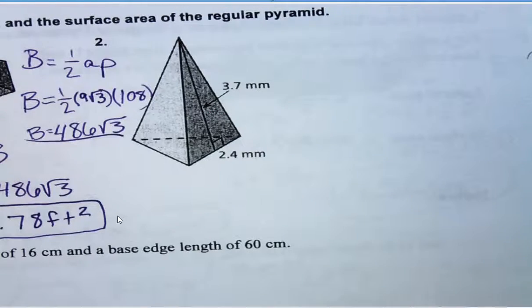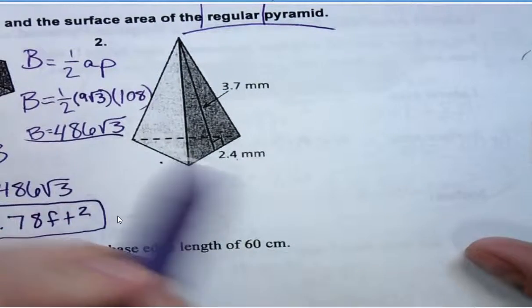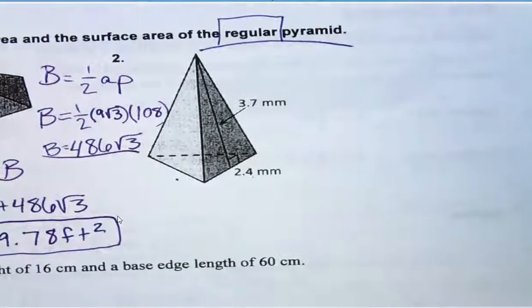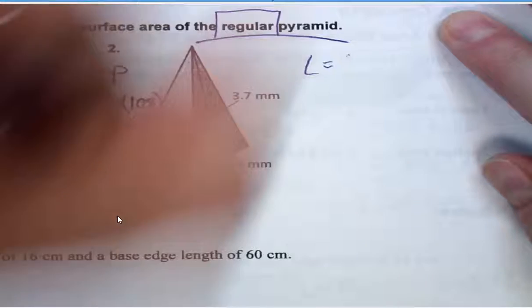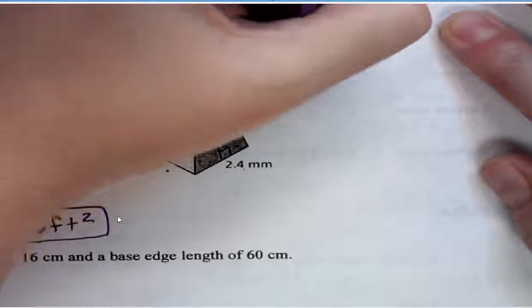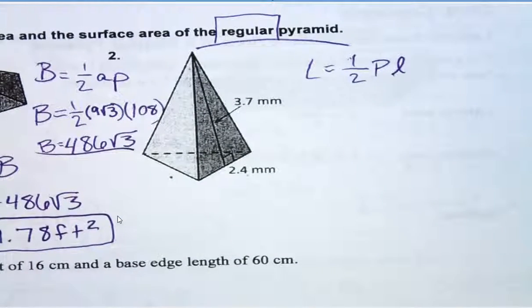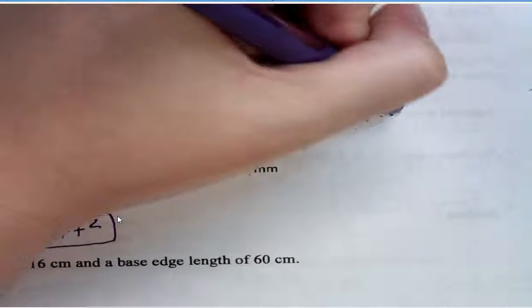So again, we need the lateral area. These are all regular pyramids, meaning all the sides are going to be the same. 2.4, 2.4, 2.4. When you see that word regular, it means that they're all the same on the base. So our L is going to be 1/2 P times slant height. Our perimeter is 2.4 plus 2.4 plus 2.4. Add all the sides together. 7.2.